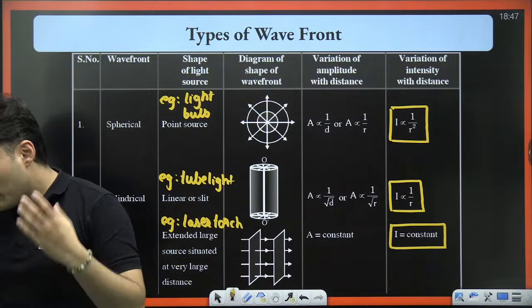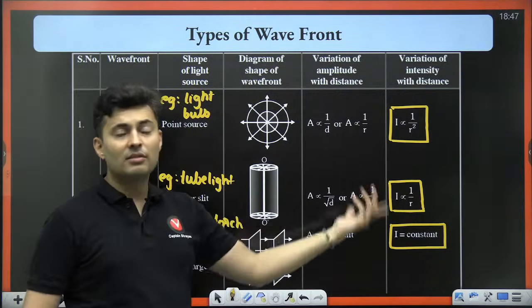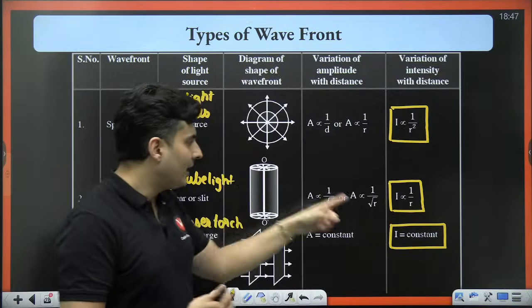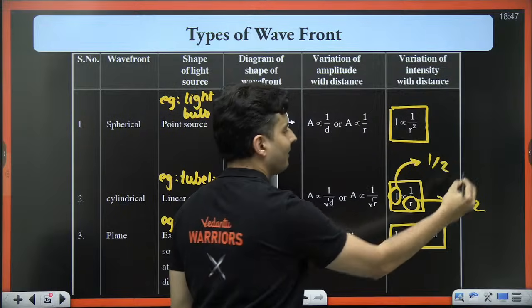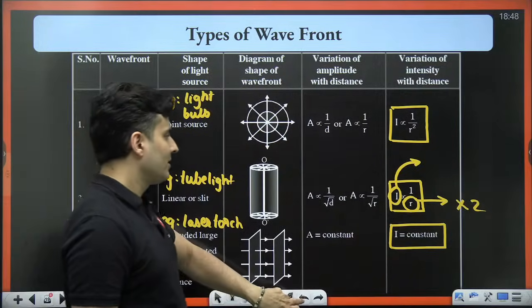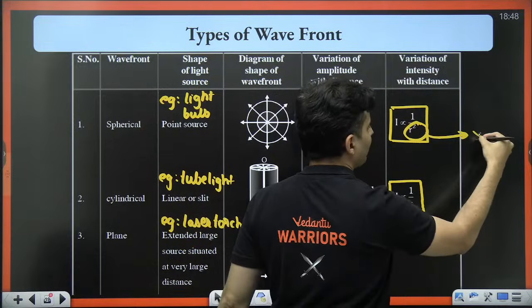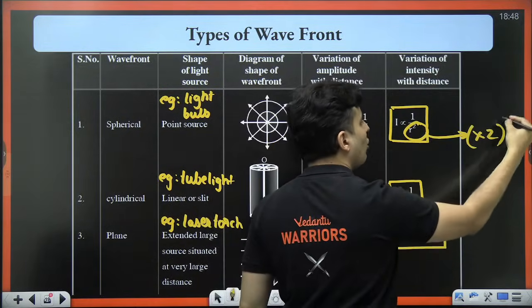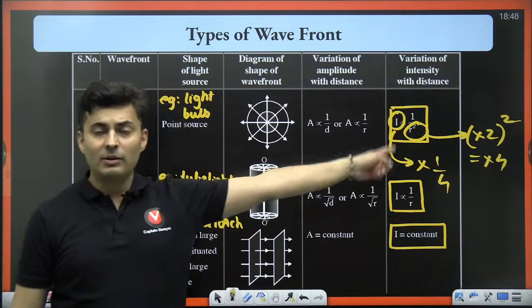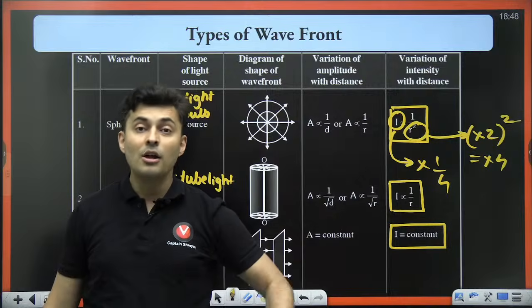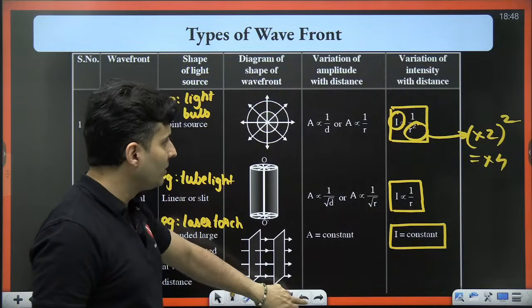So what this also means, my dear students, is that if I double my distance from a tube light, then my intensity will become half. Similarly, my dear warriors, if I double the distance from a point source like a light bulb, the square of the double will become 4 times. So my intensity will become 1/4 when I double the distance. It decreases more rapidly. I hope this is absolutely very, very clear.